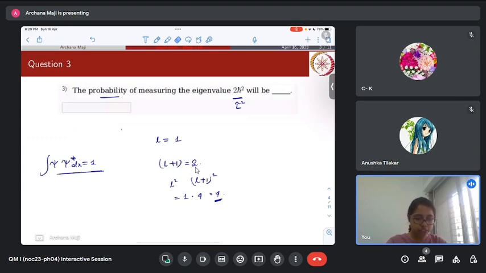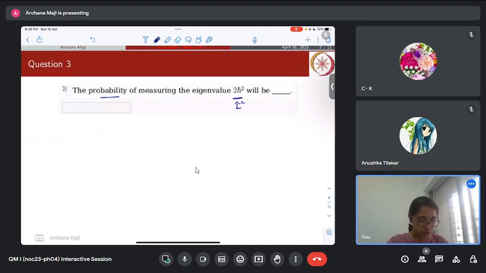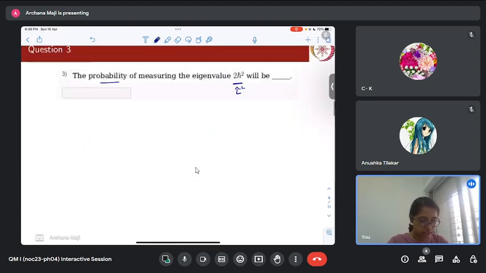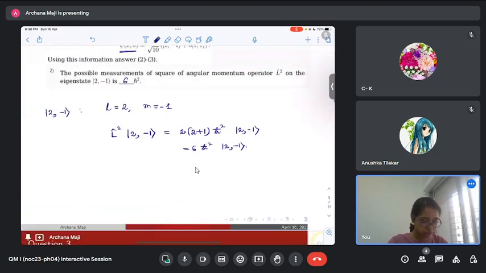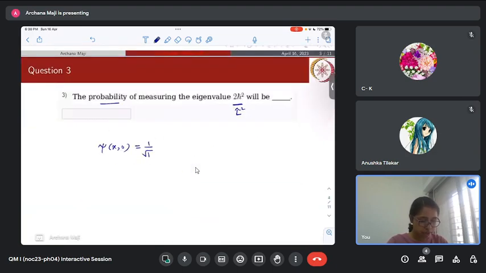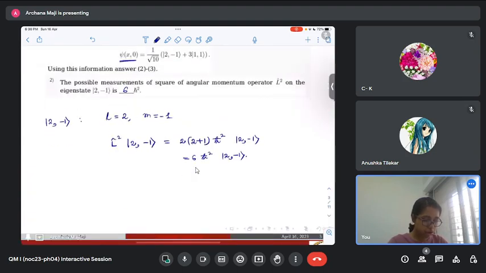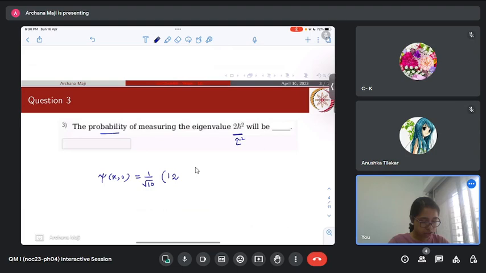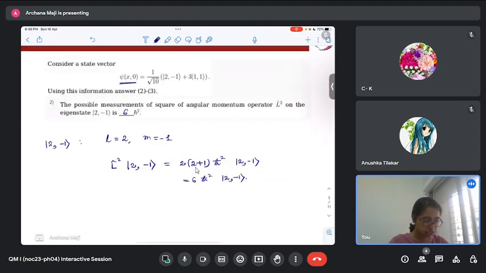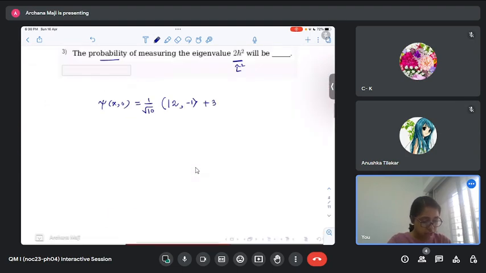You have to project the given state onto the state for which you are trying to measure the probability. So psi of x comma 0 is given to be 1 over square root 10 times (2 |2, -1> plus 3 |1, 1>).